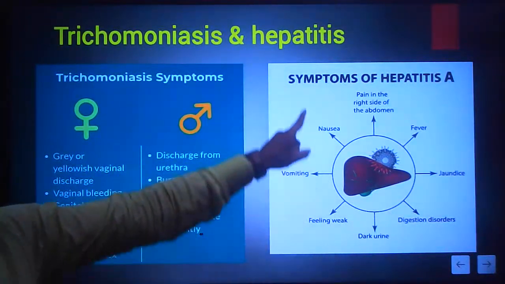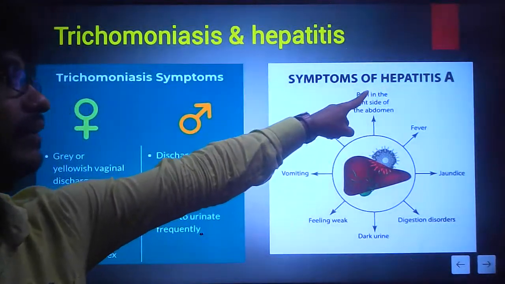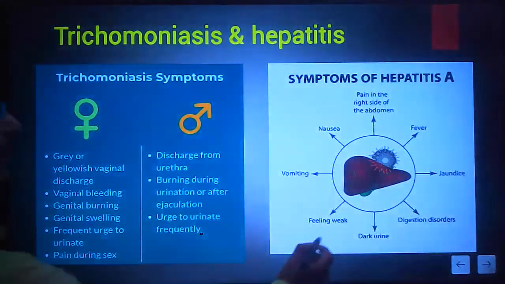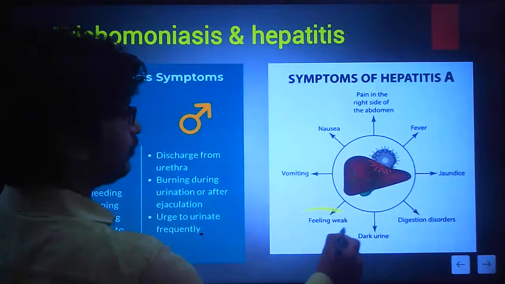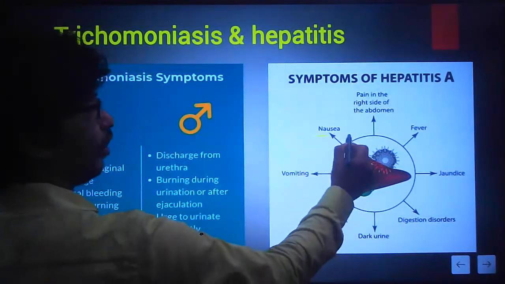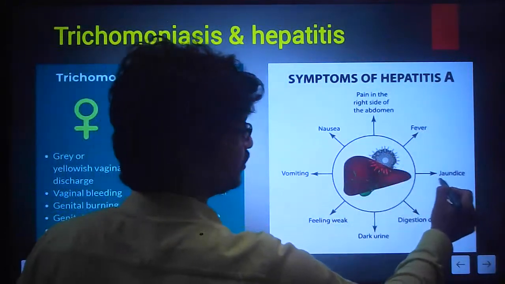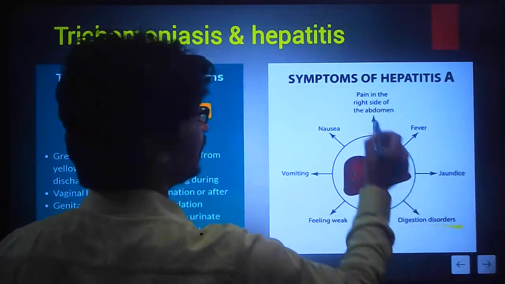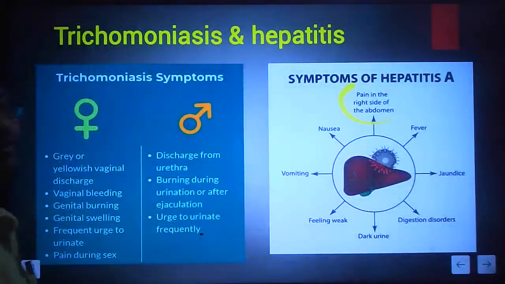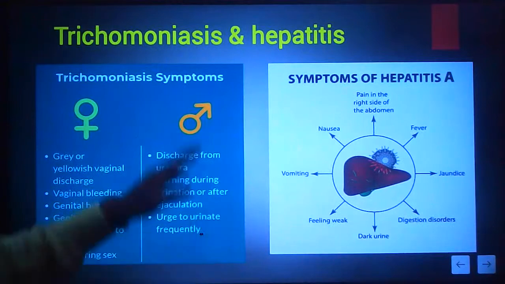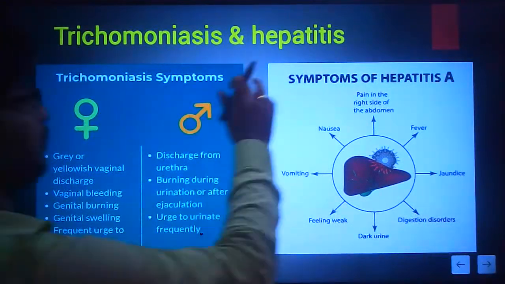Then hepatitis A. We should be very careful. Hepatitis B and A I'm talking about. Here the symptoms are dark urine, feeling weak, vomiting sensation, nausea, fever, jaundice, digestion disorders, and pain in the right side of the abdomen. These are the common symptoms of hepatitis.